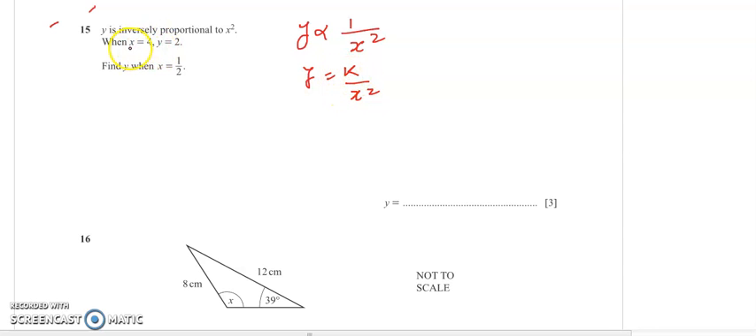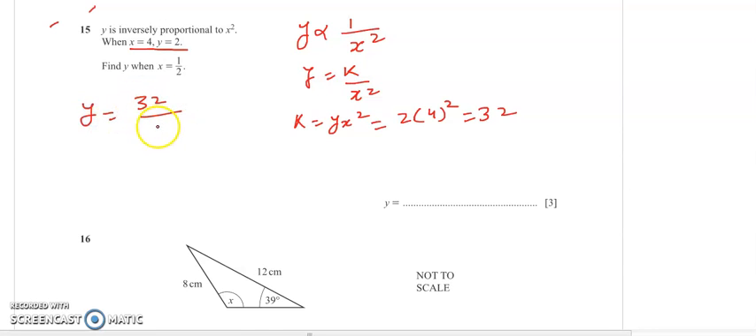So to find that, we will use these two values, x is equal to 4 and y is equal to 2. So we will get k equal to y into x square. That is going to be the value of y is 2 and value of x is 4. So we'll get 2 into 4 square. That will be 32. Now put this value of k here in this equation. That will become our formula for finding y. So that is y will be equal to 32 over x square.